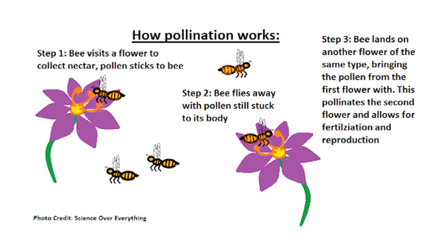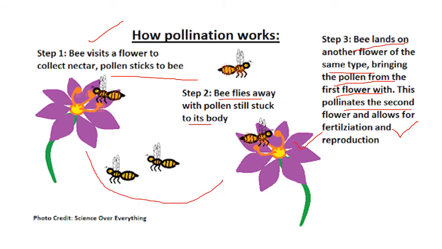How does pollination work? In the first step, a bee visits a flower to collect nectar, and pollen sticks to the bee. In the second step, the bee flies away with the pollen still stuck on its body. In the third step, the bee lands on another flower of the same type, bringing the pollen from the first flower, which pollinates the second flower and allows fertilization and reproduction. So this is cross-pollination. Sorry, not cross-fertilization, it is called cross-pollination.